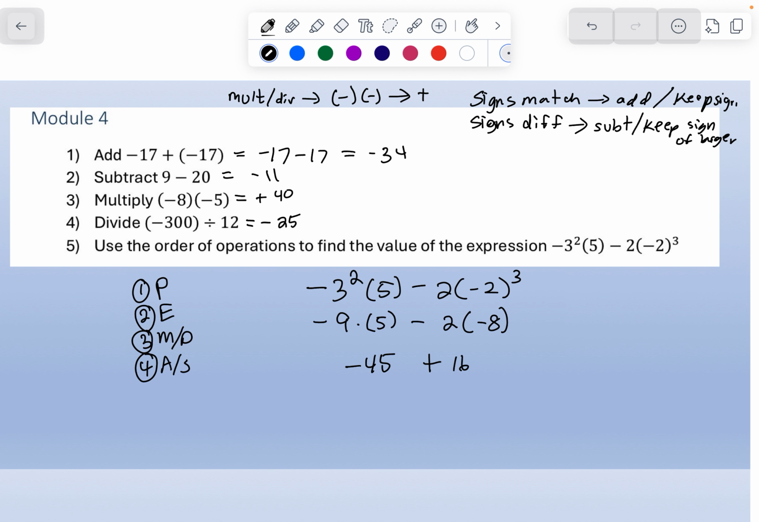Now, for this last step, to add negative 45 and 16, they have opposite signs. We're going to subtract the values from them. So you just subtract off 16 from 45. We get 29. And then we have a negative left over. And the reason we have a negative is because our larger value, we subtracted and kept the sign of the larger absolute value.